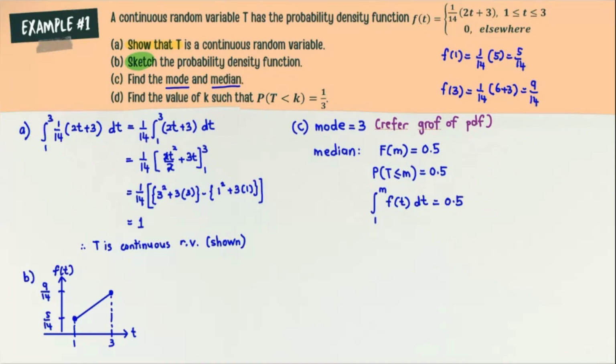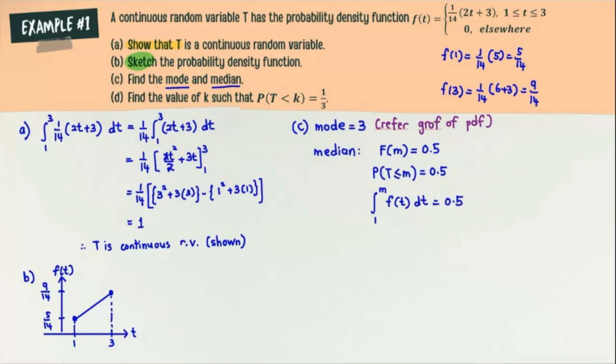Okay, so kat sini tengok graf kita kan. Kalau dah tahu sini probability kita adalah 1, so 0.5 dekat mana? Dekat sini. Antara m kita ini antara 1 dan 3. So function mana yang kita nak integrate? Function yang antara 1 dengan 3. Apa function tu? Ini dia.